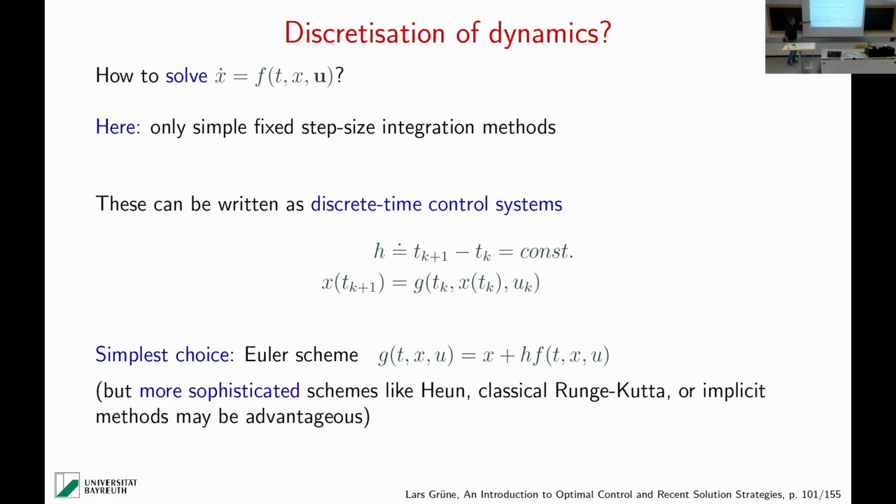But more sophisticated schemes like Runge-Kutta, implicit methods may be advantageous. I'm not going into detail here. So there are many, many other choices that are better because they have a better order of convergence, better approximation properties, or in case of implicit methods, better stability properties. So there are many good reasons not to use Euler, but this would be the simplest you could do.